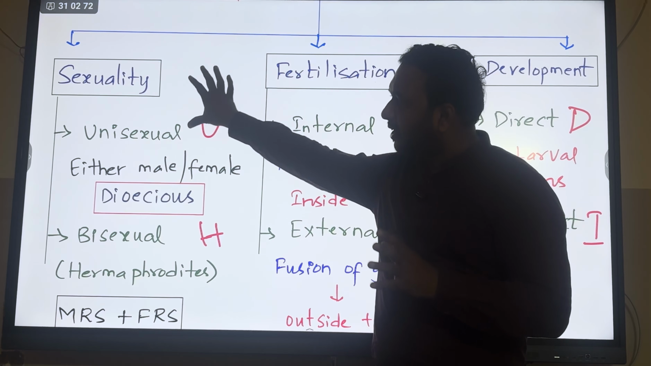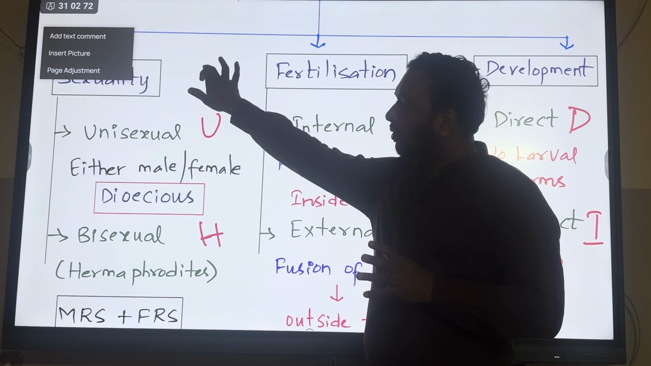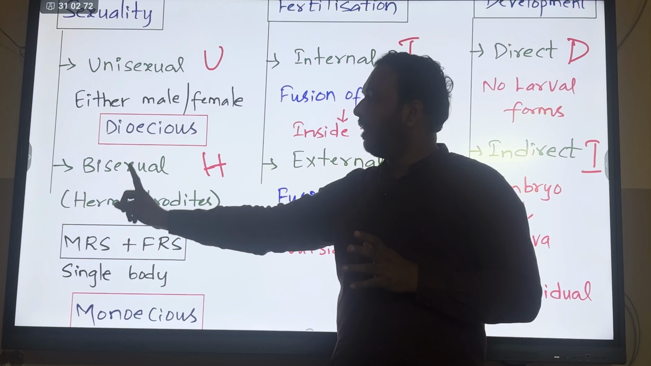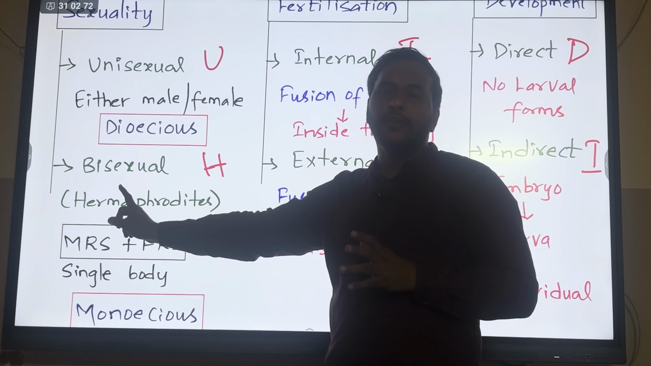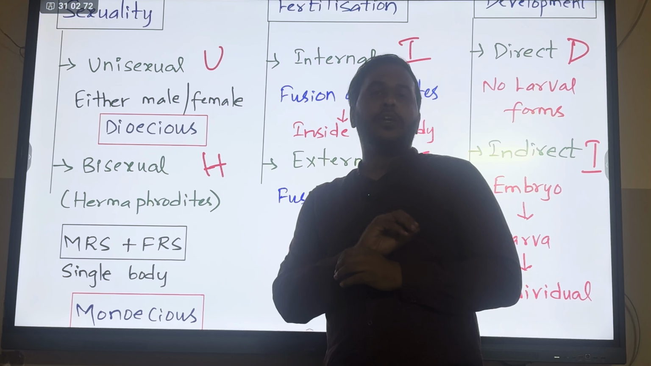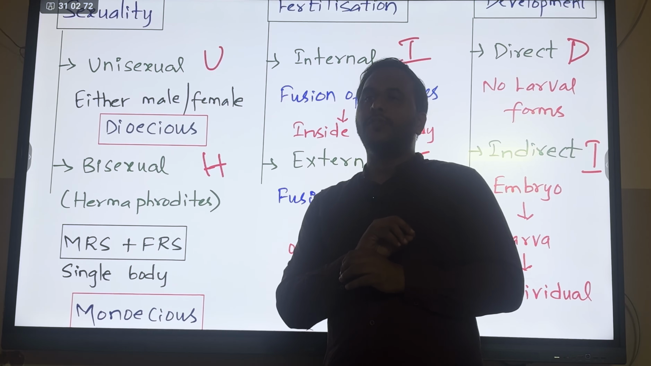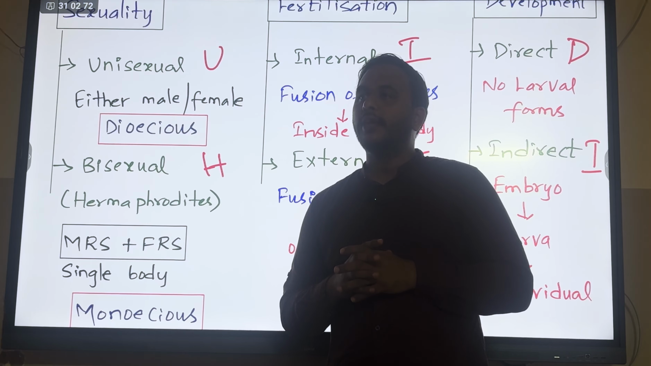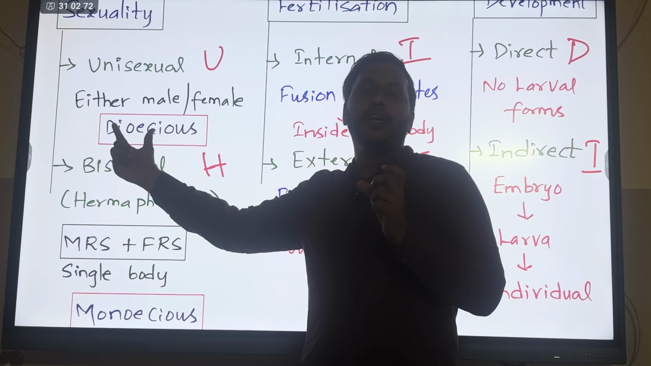Now coming to the first character, sexuality. There are two types of animals: number 1, unisexual animals, and number 2, bisexual animals. Unisexual animals have either a male reproductive system or a female reproductive system. Any one system you will be able to find in the animal's body. This condition is called the dioecious condition.